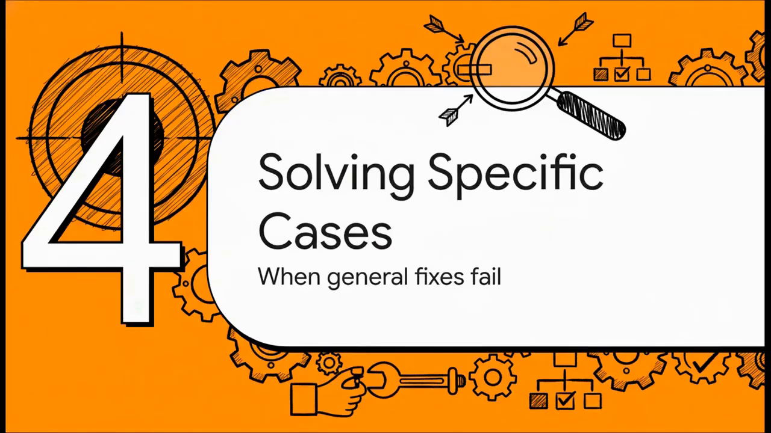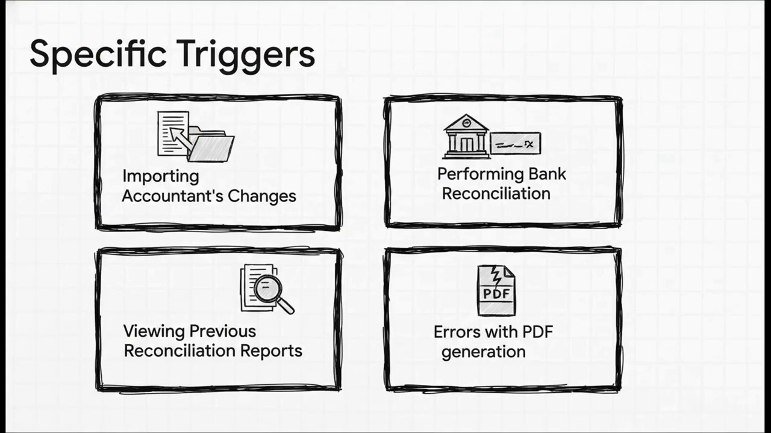Let's move into section 4. So what happens when the error isn't random? What if it pops up every single time you try to do a very specific task? Well, those situations need a more targeted fix. Do any of these look familiar? Yeah, the error loves to show up when you're importing changes, trying to reconcile your bank accounts, or working with PDFs. If your error is tied to one of these actions, we need to get a little more specific.